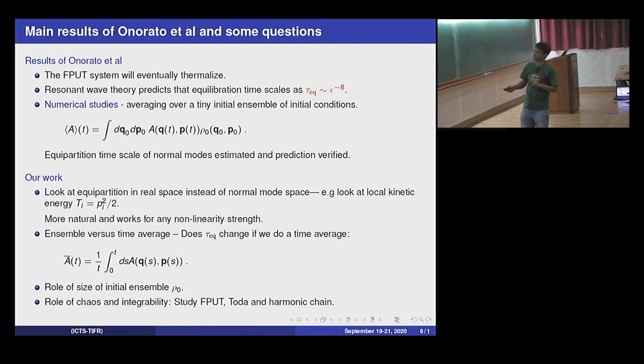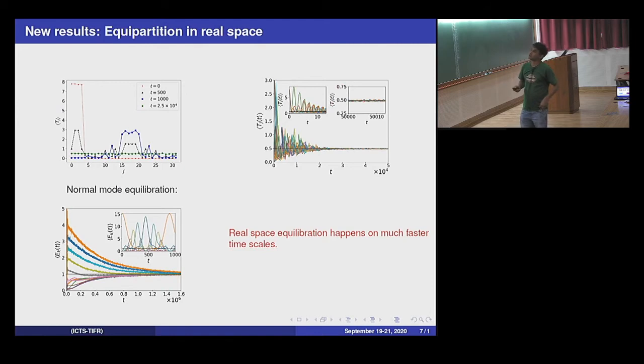So the results on FPU, Toda, and harmonic. Let me just show you the results. We have this chain, and initially what we do is put initial conditions where maybe a few oscillators have a lot of energy, all the others are at rest. So this is the 32 oscillators, and this is kinetic energy. The initial condition is like this: only a few have some energy, and everything else is at zero energy.